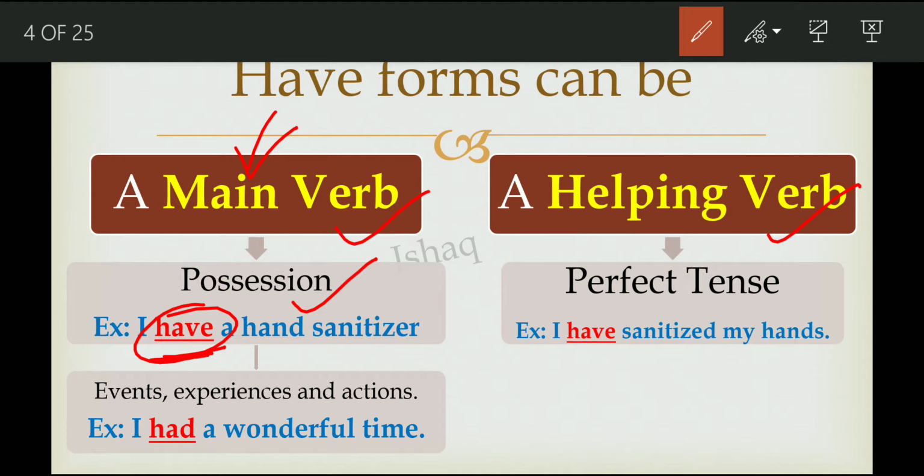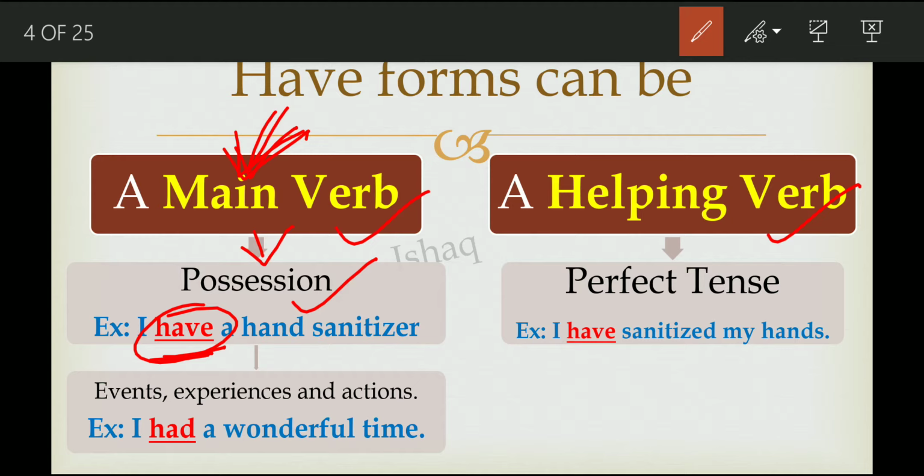So the first point we are discussing is have forms acting as main verbs, and they are used to tell the possession or ownership. The example we have written is I have a hand sanitizer, which means I own a hand sanitizer. I have a car, I have a bike, which means the ownership of it, I own it. So that have form is to tell the ownership.